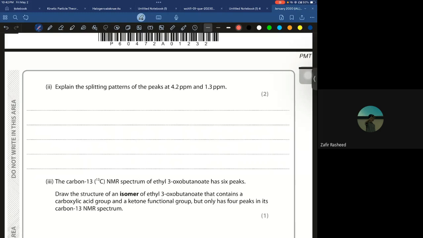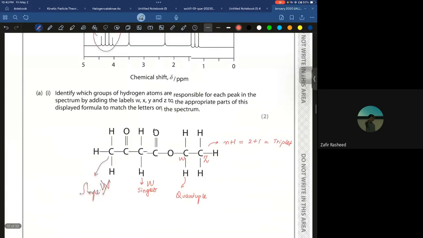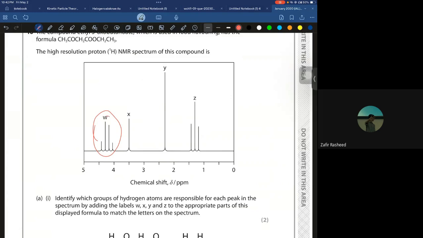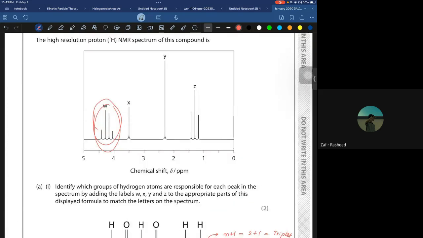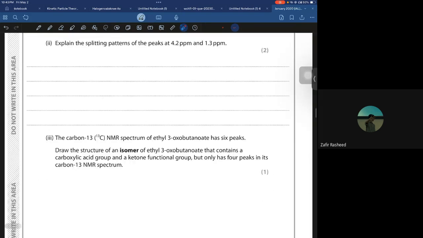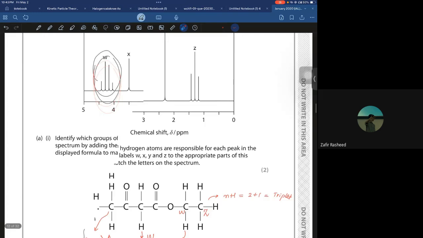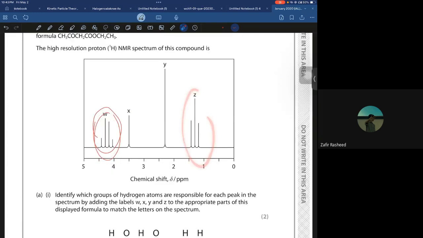Explain the splitting pattern of the peaks at 4.2 and 1.3. At 4.2, this is a quartet. So why am I getting a quartet? Because the neighboring hydrogens are 3, so I'm applying the n plus 1 rule. That's why I got a quartet at 4.2 ppm. And then at 1.3 ppm, I'm getting a triplet.